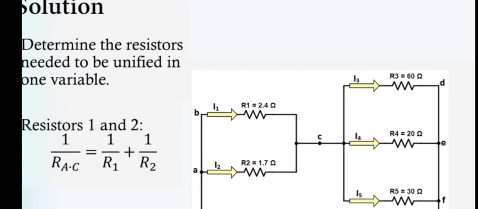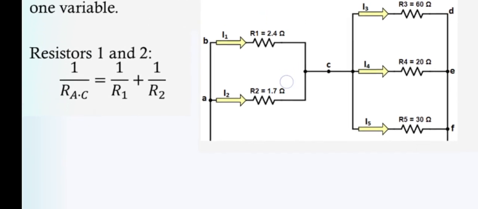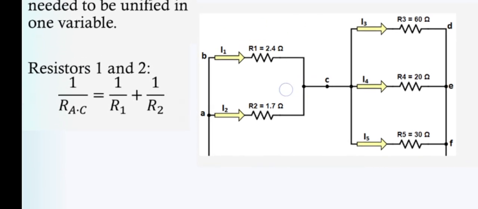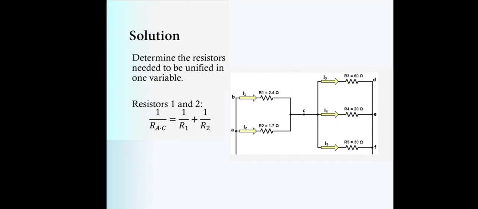We have the symbol R sub 1, that is 2.4 ohms, and R sub 2, or resistor number 2, is 1.7 ohms. And that is 1 over R for the resistors from point A to C. Yan siya, no? And for the resistors from point C to F, we have 1 over R sub 3 plus 1 over R sub 4 plus 1 over R sub 5.